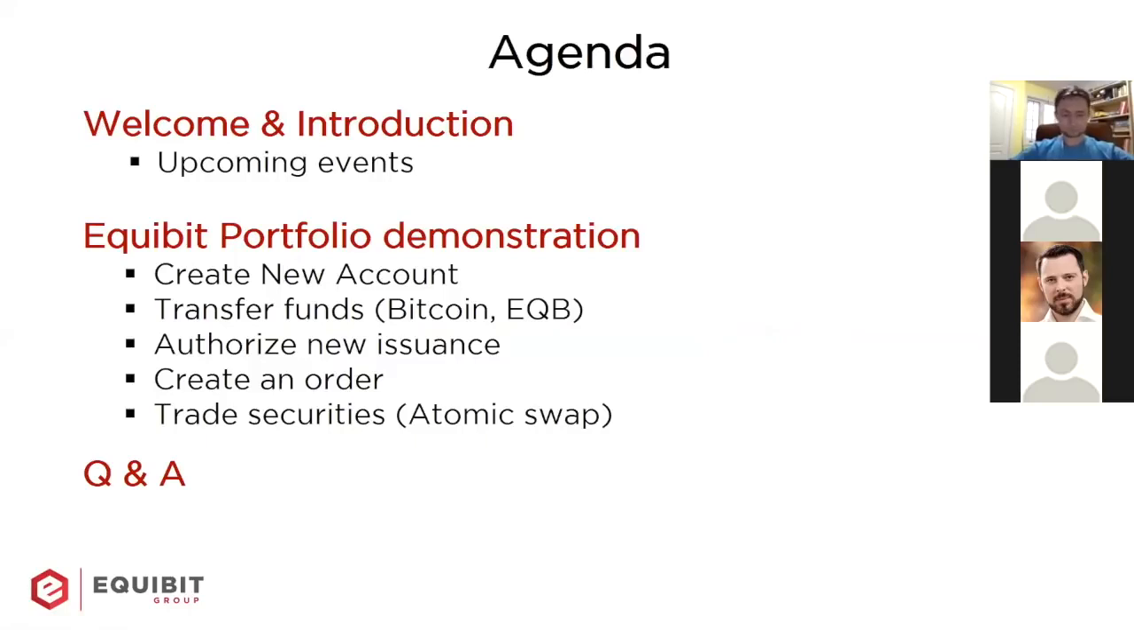So what we're going to see is how people will create their wallets. We will be transferring Bitcoin and Equibits into the wallet. We'll be authorizing an issuance of securities, and then we will be executing an atomic swap.